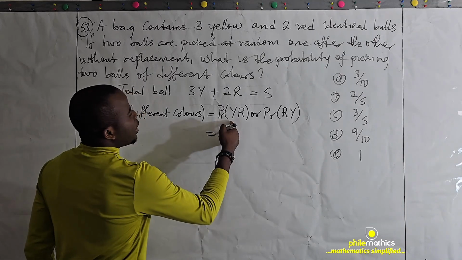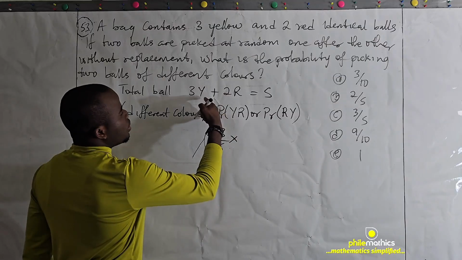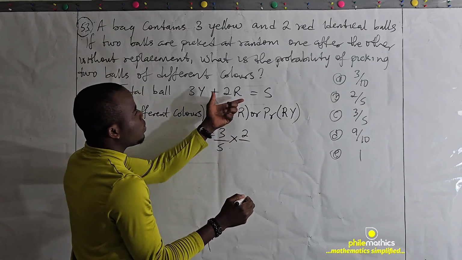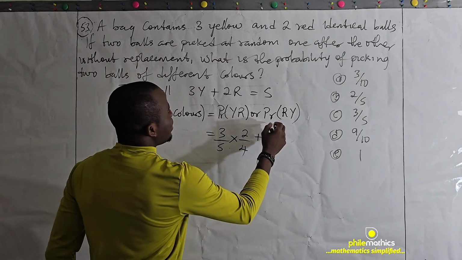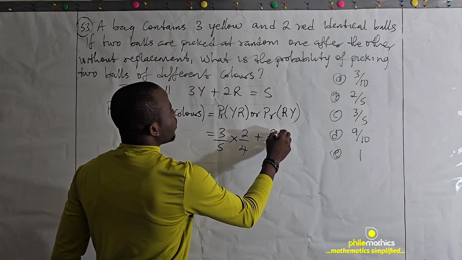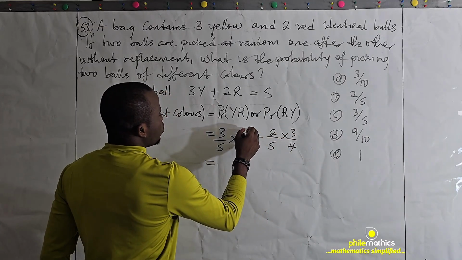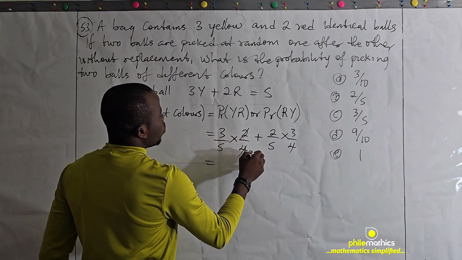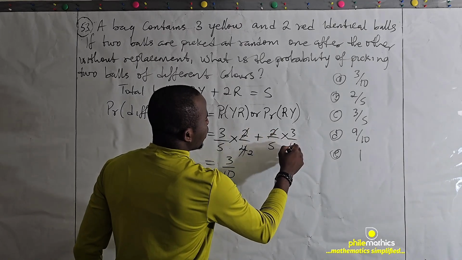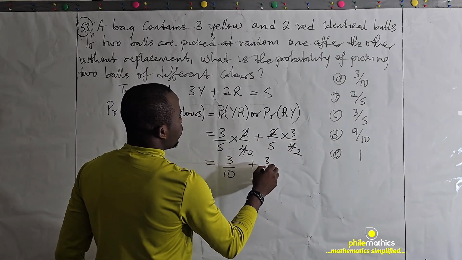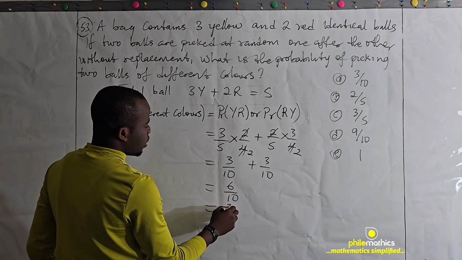So yellow, red is 3/5 times red, which is 2, and the total sample space is 4 because it's without replacement. Or red, yellow is 2/5 times yellow, which is 3/4. Here it is 2, and this is 3/10. And this is simply 6/10. And 2 can go into it, giving 3/5. And that's C.